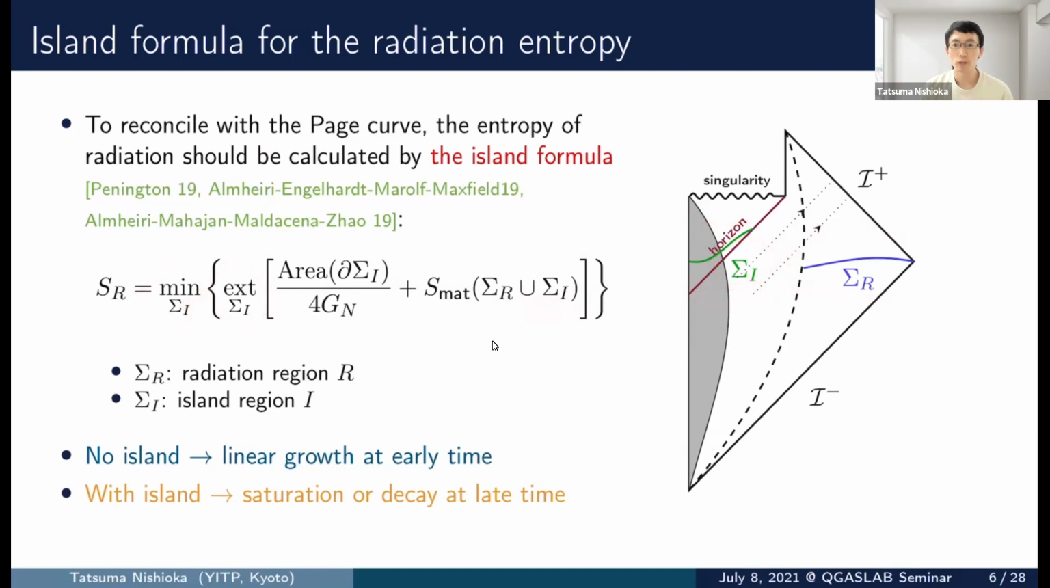Depending on the configuration, this region may vanish. Namely, this region shrinks to a point, which corresponds to the no island configuration. Without the island, you can reproduce the linear growth at early time. But on the other hand, once you include the island region, you can successfully reproduce the saturation or the decrease of the entanglement entropy at late time. So including the island is very important to resolve the information loss problem. This is the recent development, and this is a review of the information loss problem.